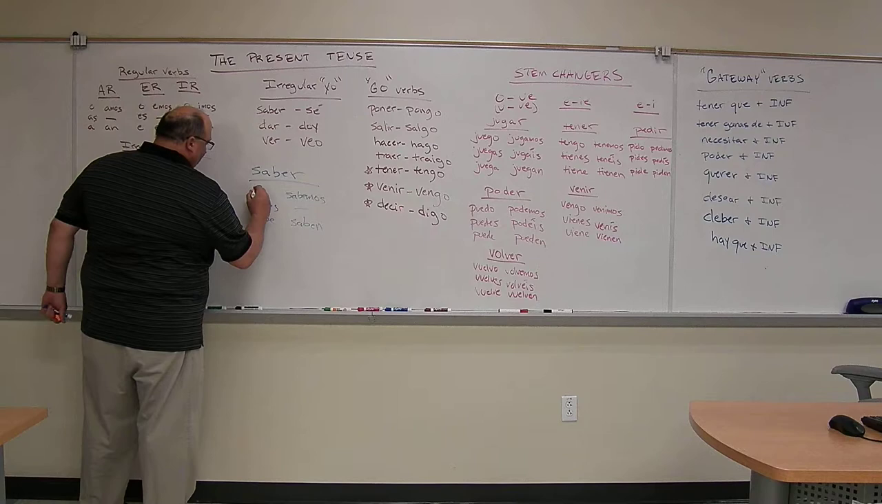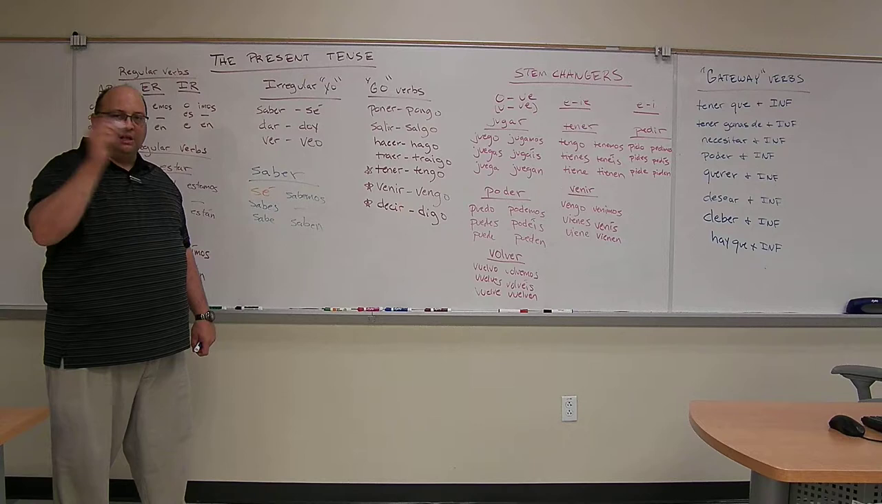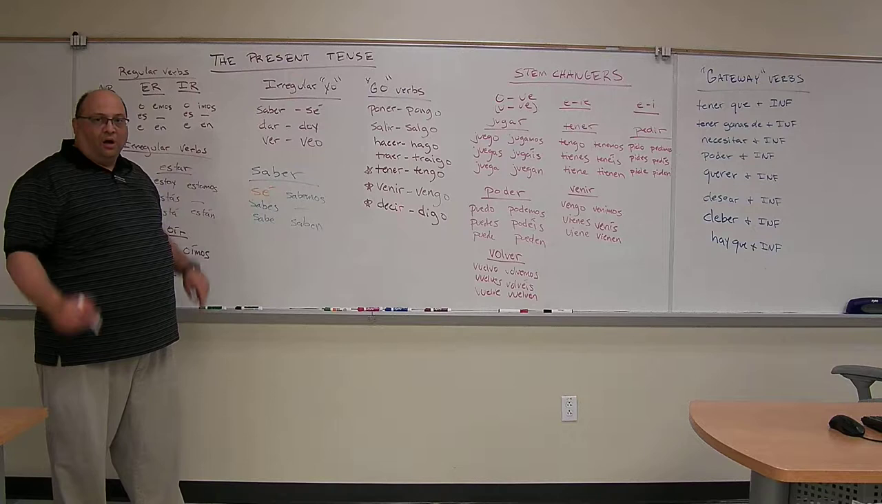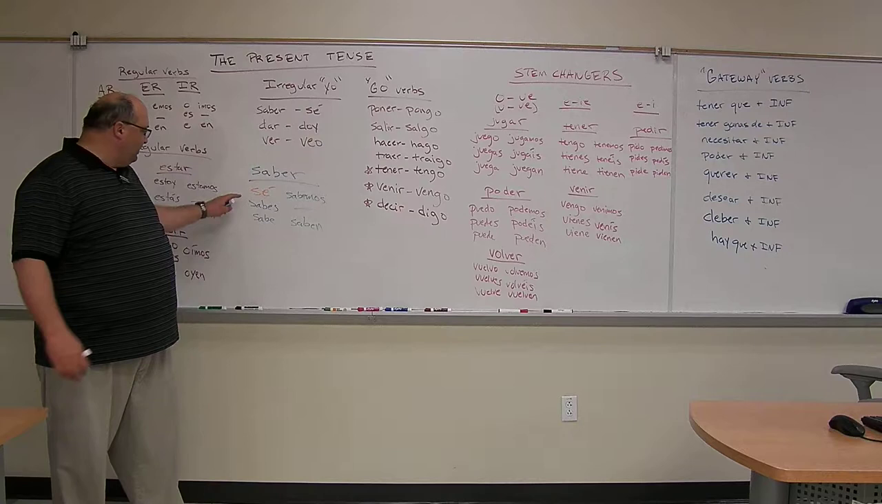Yo sé. Yo sé que ustedes pueden aprender los verbos. Yo sé. I know. Yo sé. We put an accent on the yo form. Again, we just have to memorize it. So saber has an irregular yo form, but the rest of the verb follows the pattern.